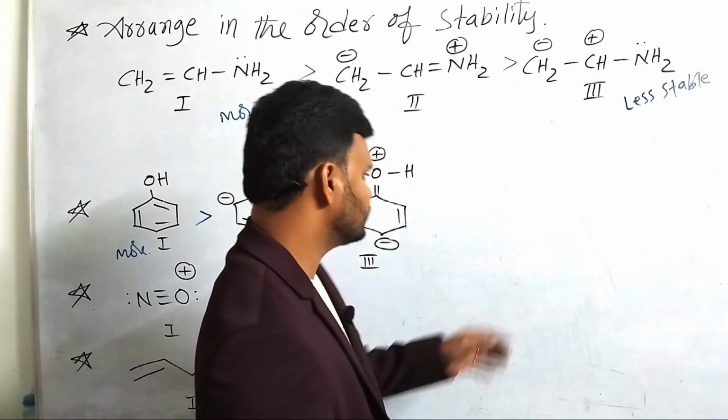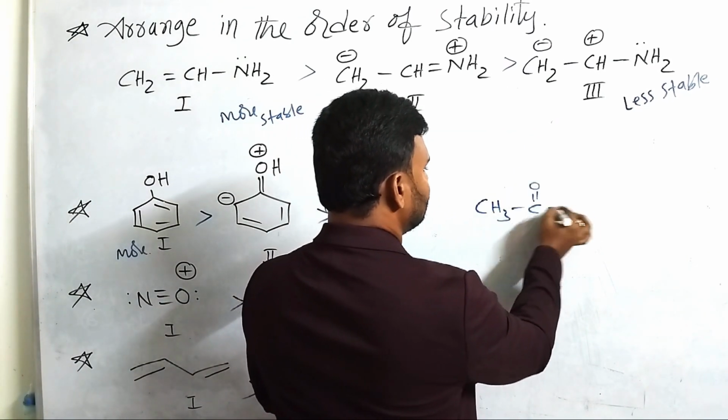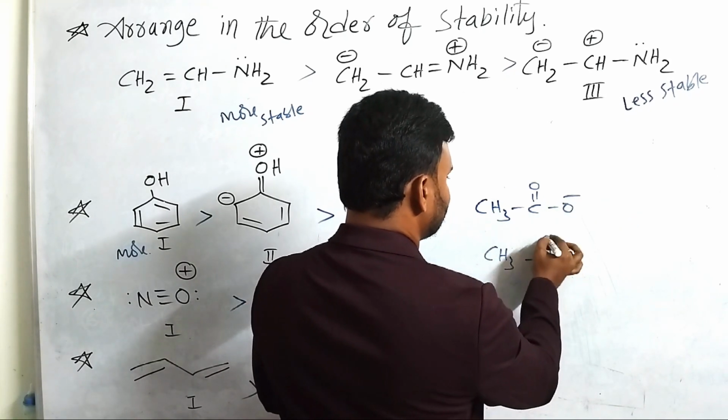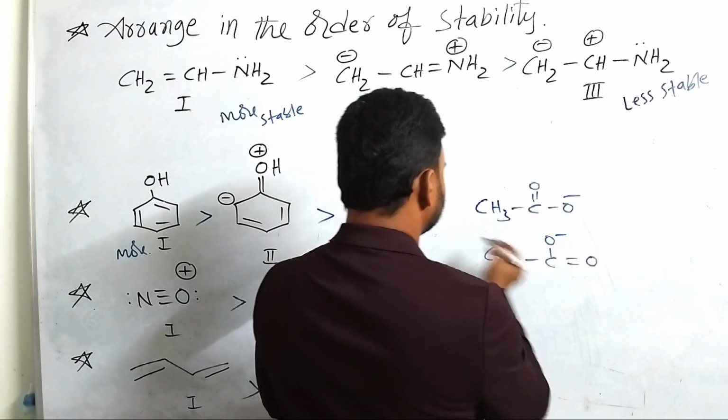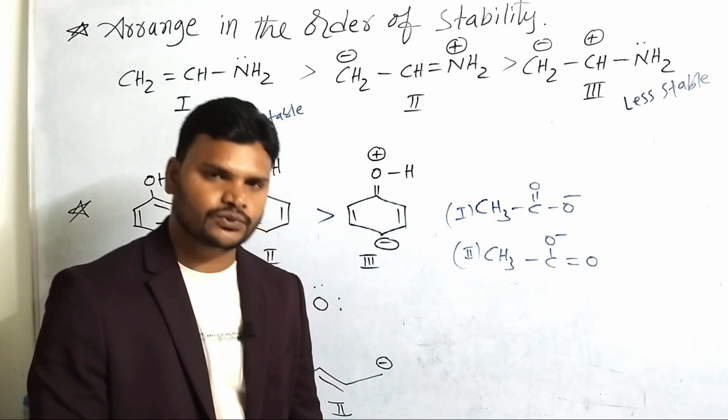Clear? Just have a look. CH3, C double bond O minus. CH3, C O minus, double bond. Let us assume this is the first one, this is the second one. So out of 2, which is more stable?